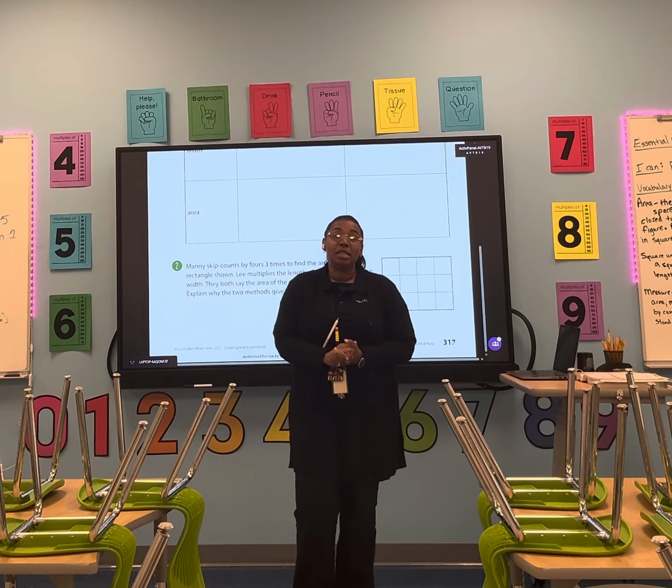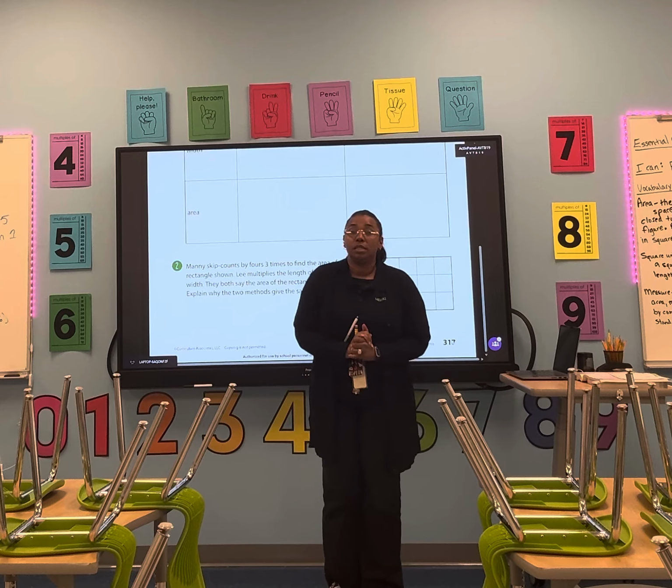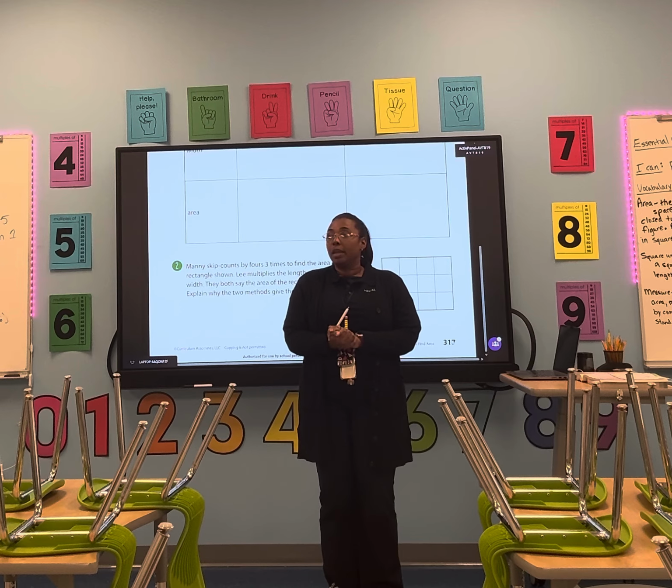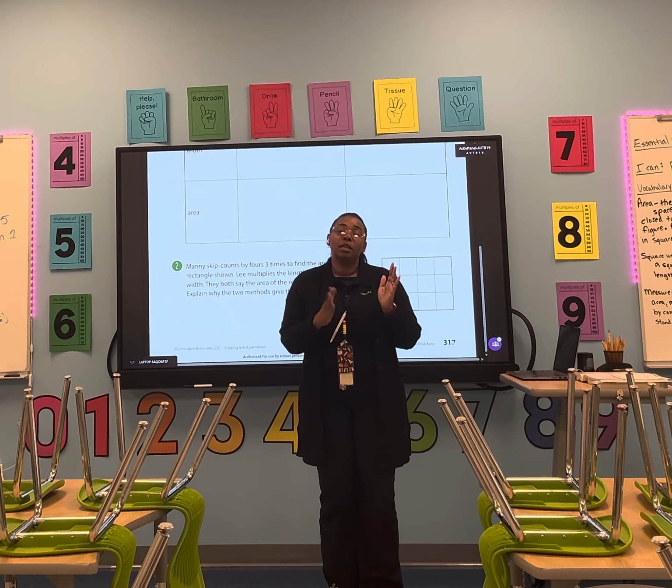So happy Wednesday. Today we started our new lesson, lesson 15. It is still area. Lesson 14 was our introduction into area, and we started out small by counting squares in our shapes. Well, now lesson 15 is adding another level to that. We're going to now start looking at multiplying the length and the width to get the area.